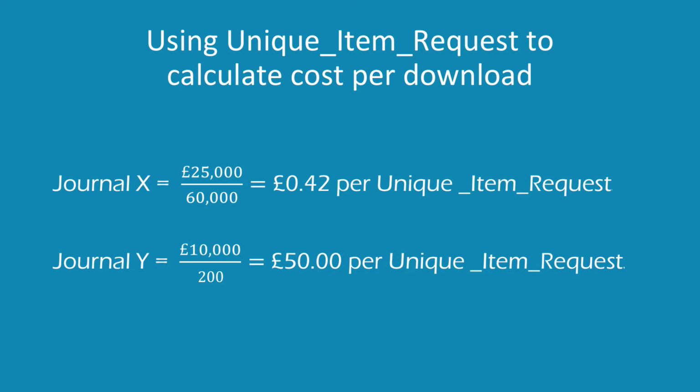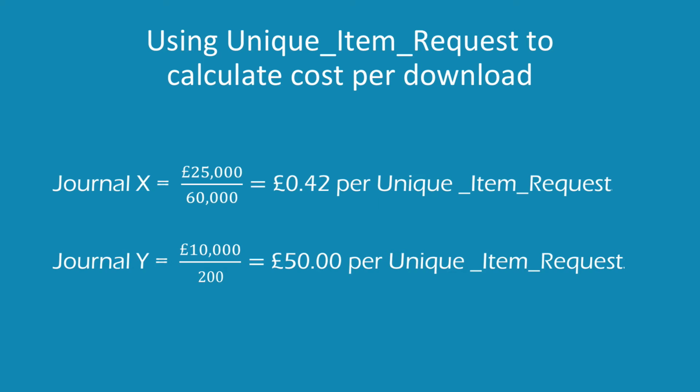The unique item request is an important metric type for calculating cost per use of journal titles, as the example in this scenario shows. A library, Camford, purchases 2 journal subscriptions for 2018, Journal X for £25,000 and Journal Y for £10,000. At the end of the year, Camford's librarian, Barbara, runs a Release 5 TR-J1 report to check the full text usage of each journal, excluding open access articles.